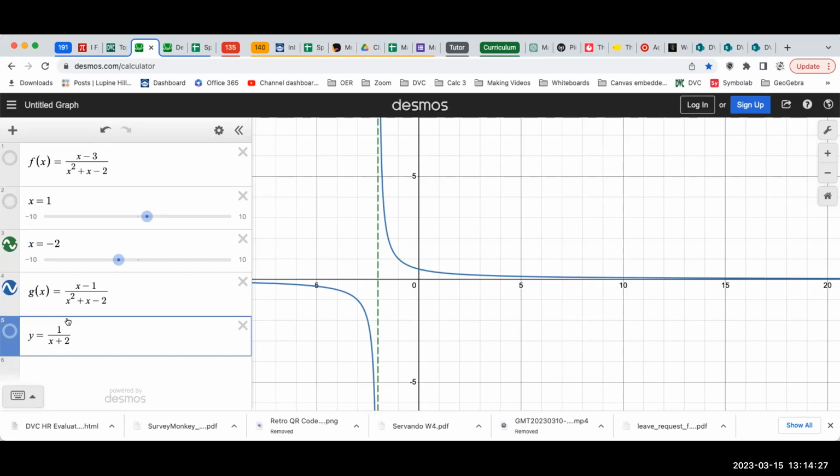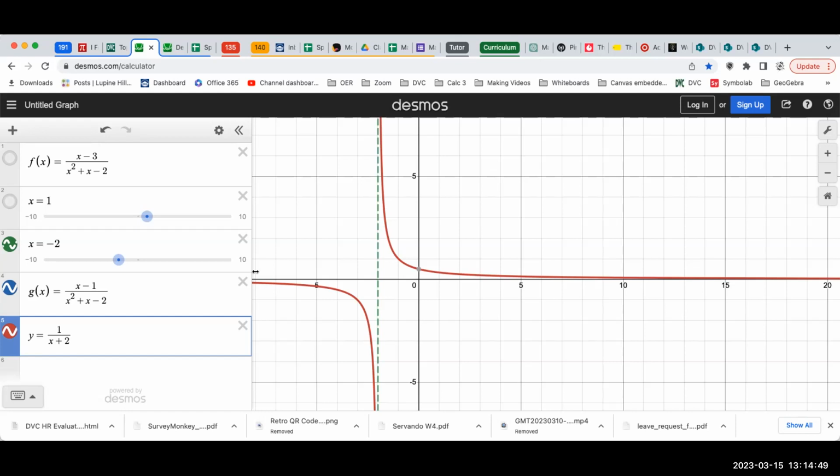Correct, because notice that this one still has a vertical asymptote at -2. They both agree on that part. It's just that one where they differ. So to find the coordinates of that hole, what we can do is plug in 1 into this reduced version, and that'll give me the coordinates back.